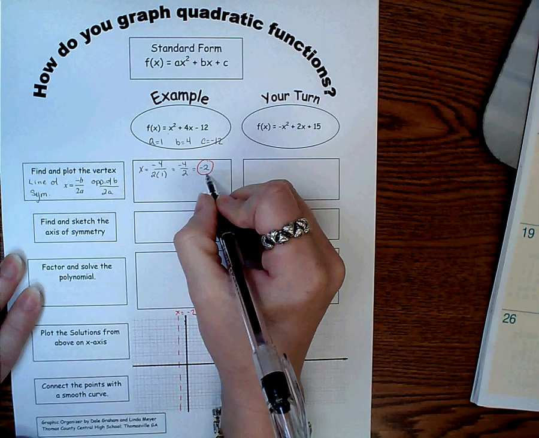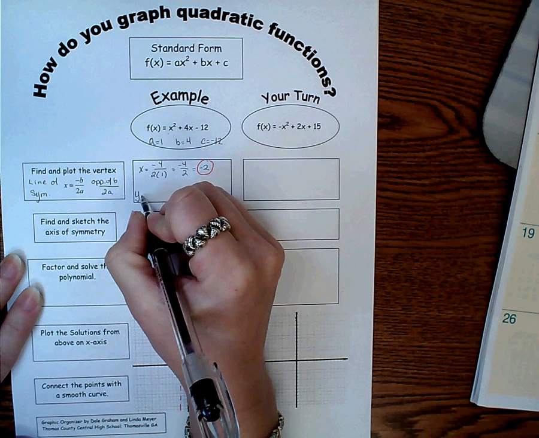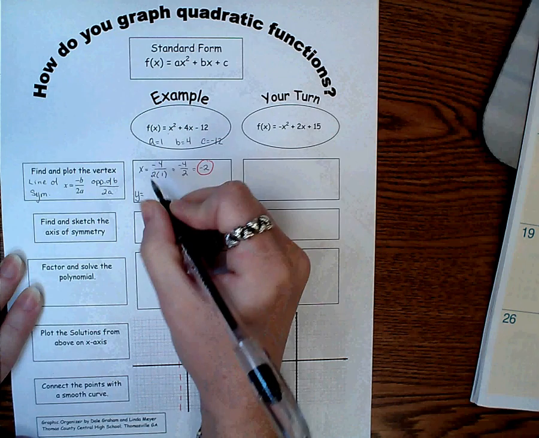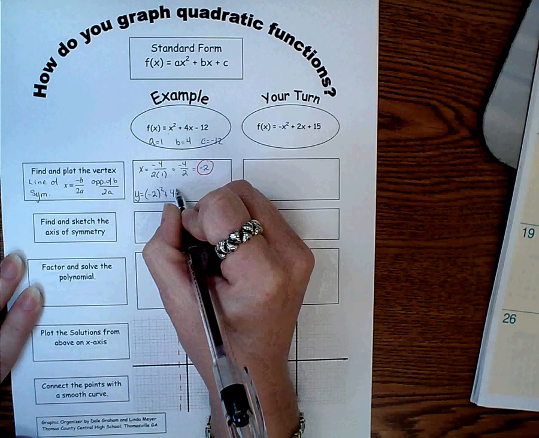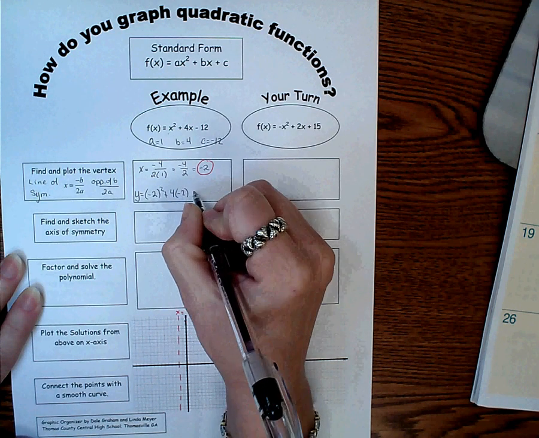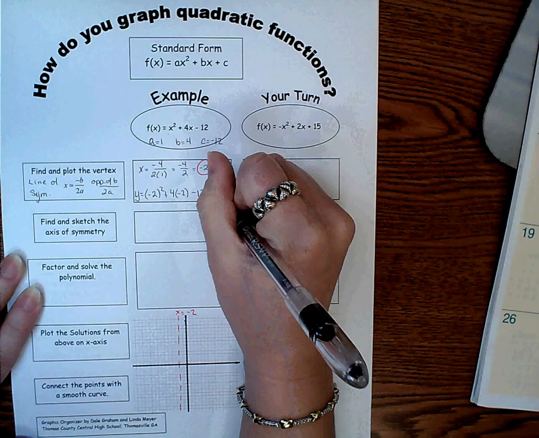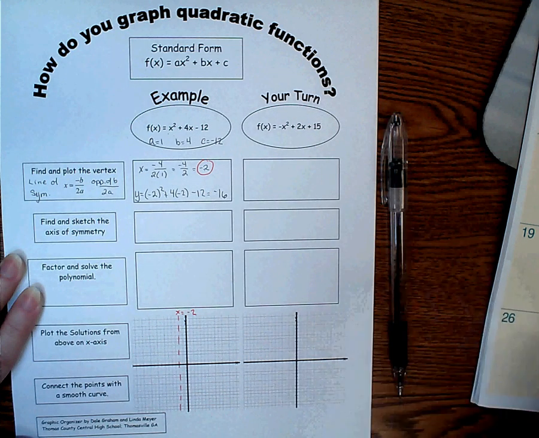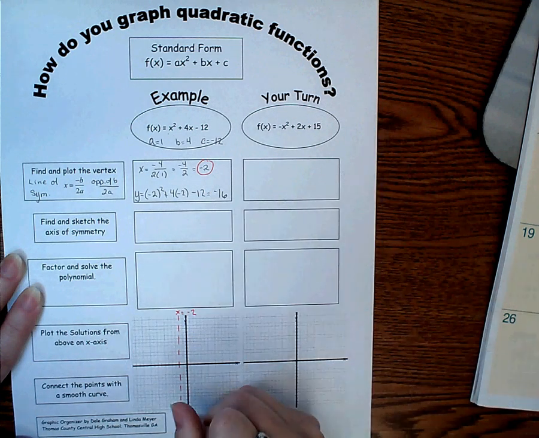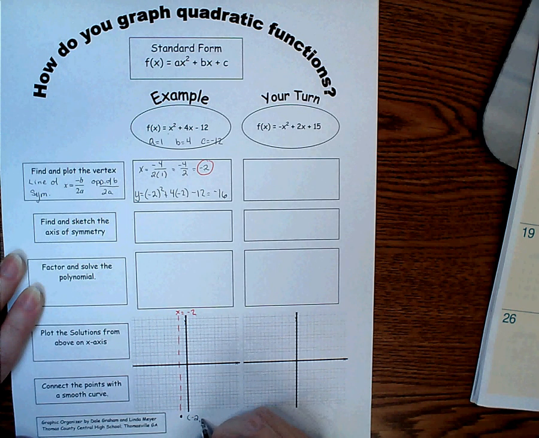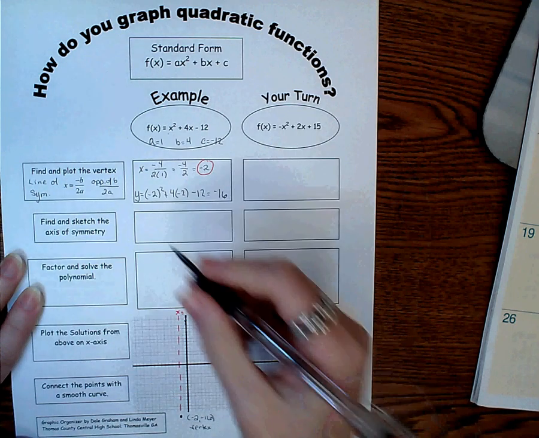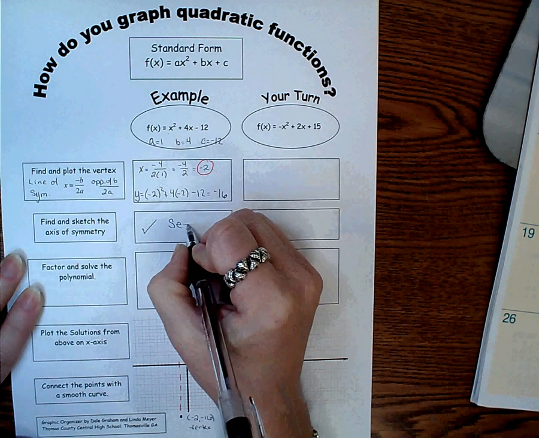To get my vertex, I need the y value of it. So I'm going to plug -2 into the formula. So this is -2 squared plus 4 times -2 minus 12. That gives me an answer of -16. So I'm going to go down here on my dotted line and put a dot at -16. This dot right here is my vertex, which is (-2, -16). That's the vertex. Okay, so we have done this box, and I'm going to write C graph.